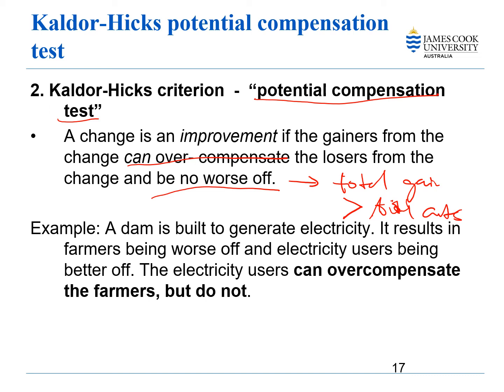And I hope you appreciate that later on, when we are calculating the present value of net social benefit, we say that the present value of net social benefit associated with this dam project is $1 million, which is positive. We conclude that this project is efficient. In doing so, we are actually implicitly applying the Kaldor-Hicks compensation test, the Kaldor-Hicks criteria.